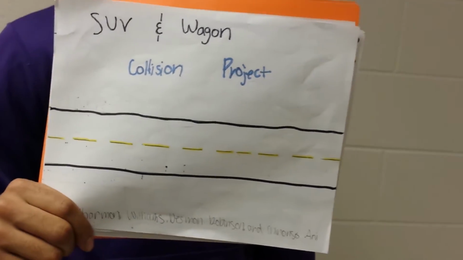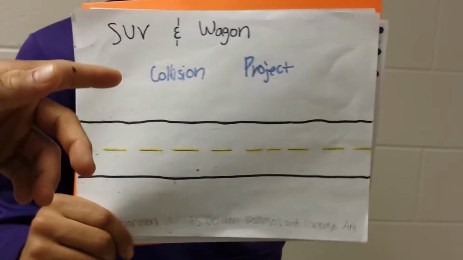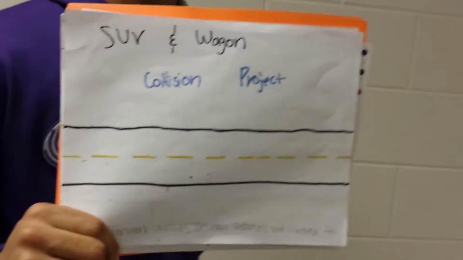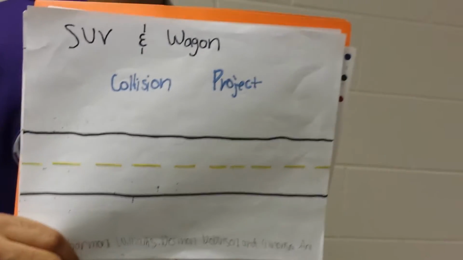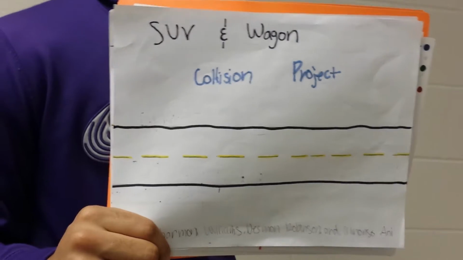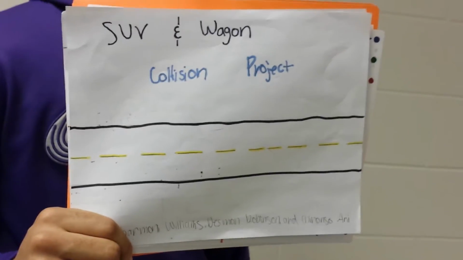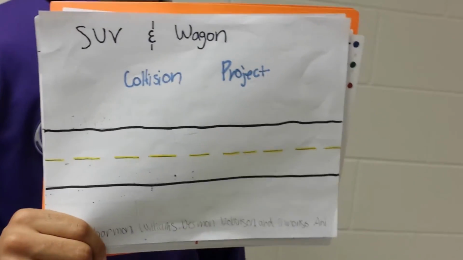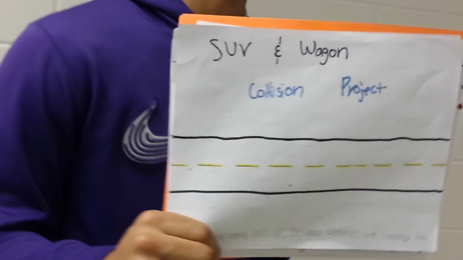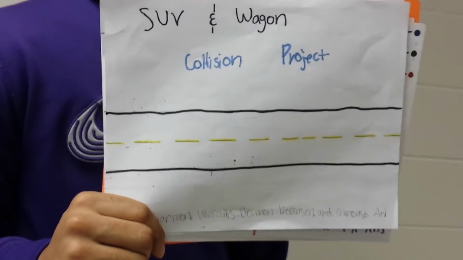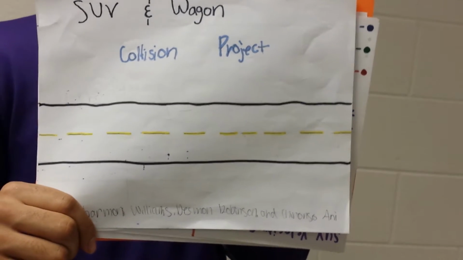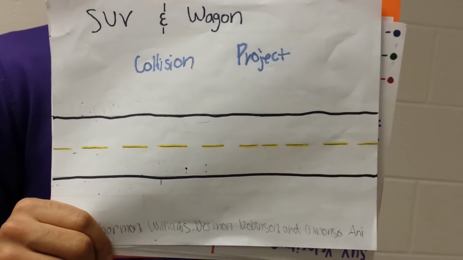Finally, the SUV was at fault because they hit the wagon when it was stationary at the red light, and they were speeding and not following the traffic laws. The SUV broke 2 obvious traffic laws: speeding, about 5 kilometers over the speed limit, and running a red light. Possibly it could have been following too closely or distracted, like texting while driving.